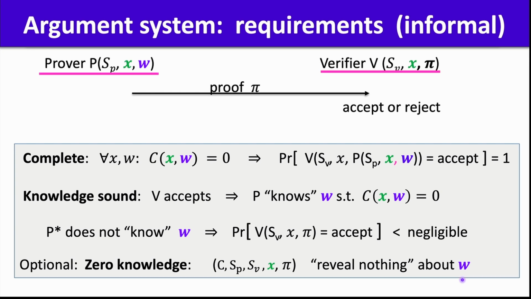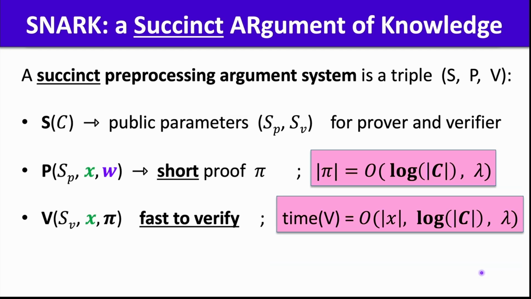For example, in some roll-up systems, there's no need for zero knowledge. The main property that many roll-up systems use from SNARKs is the fact that they are short and fast to verify. The zero knowledge property is needed more for some of the privacy applications. Okay. So now we're ready to define what a SNARK is.